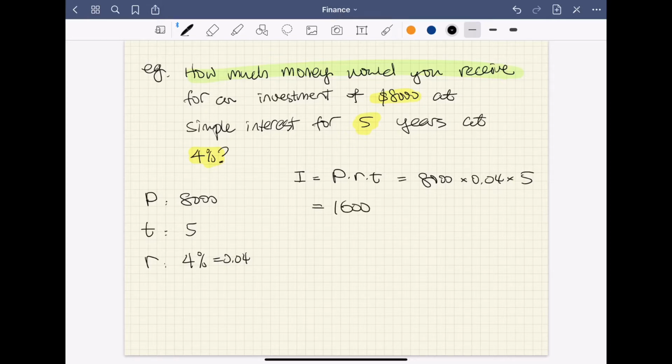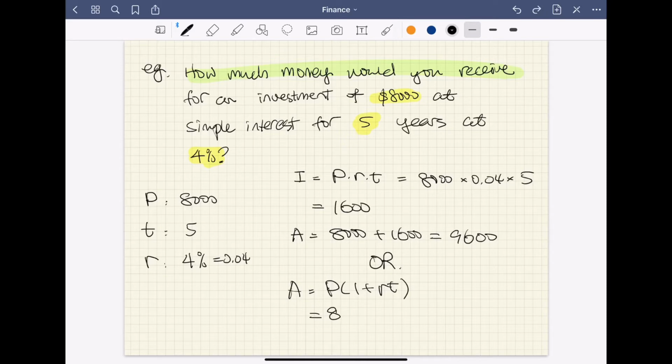1,600. And the future amount, the final amount, will be 8,000 plus the interest that you're earning, which is 9,600. Okay, so this is one way of doing it. Or you can use the A formula. A is equal to P times 1 plus RT. And so P is 8,000 times 1 plus R is 0.04 again, times T is 5 years. And if you do your calculation, it will be the same answer, 9,600.